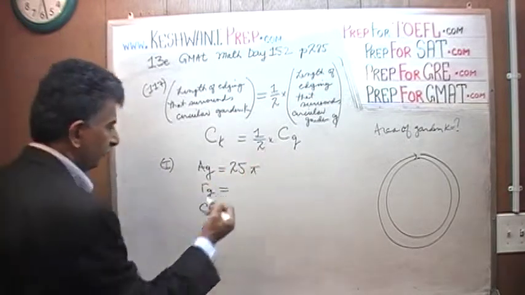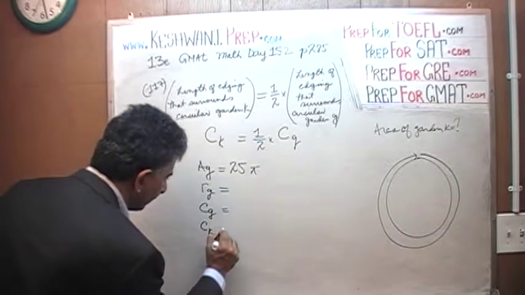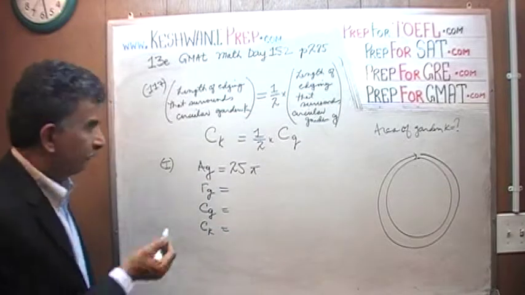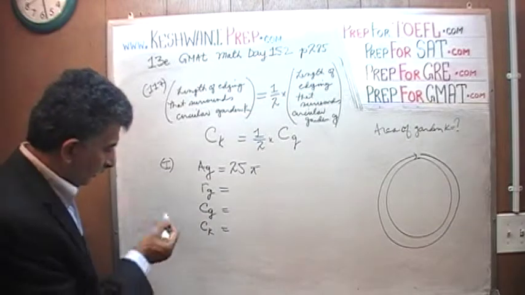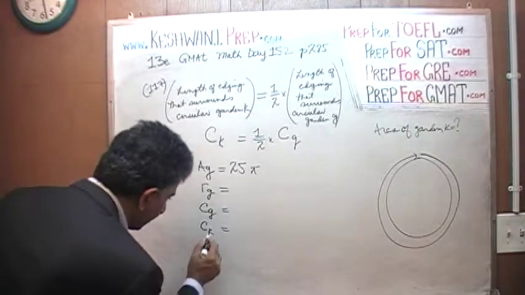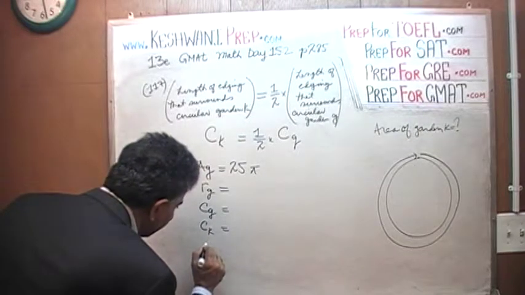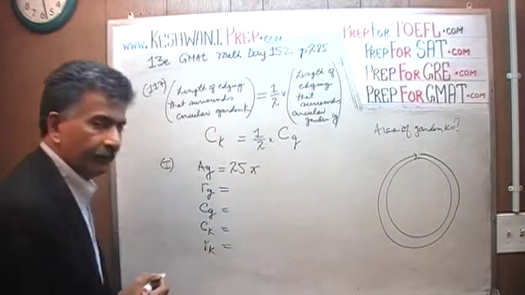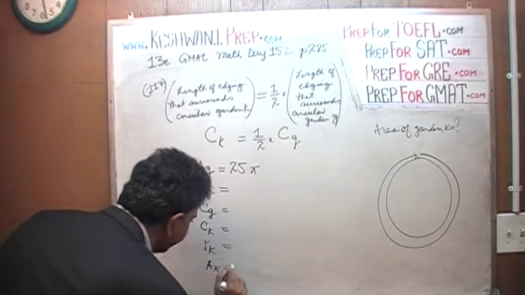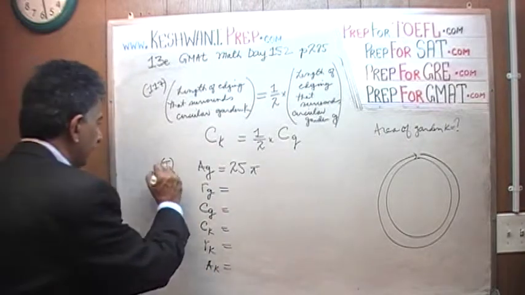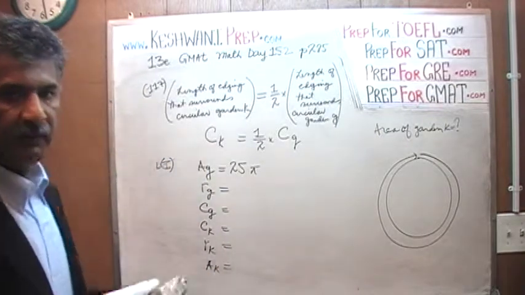And once we know the circumference of garden G, we can figure out the circumference of garden K, because the circumference of garden K is half the circumference of garden G. Once we know the circumference of garden K, we can figure out the radius of garden K, and once we know the radius of garden K, we can figure out the area of garden K. Which means the first statement by itself is enough.